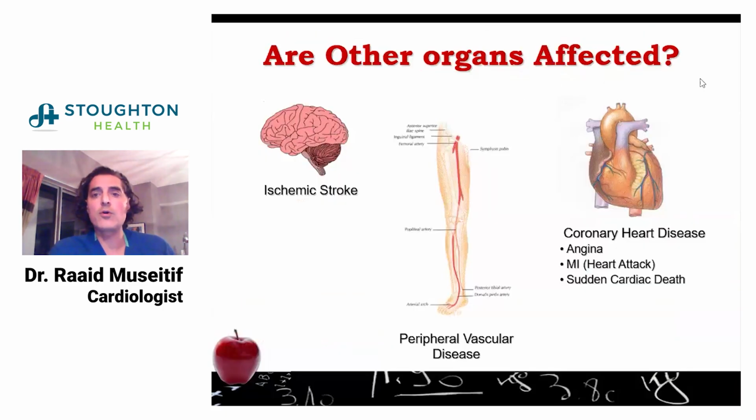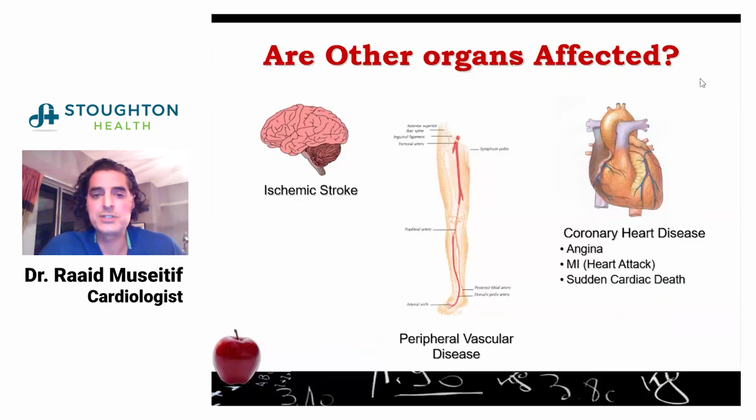Okay, are there any other organs that are affected by this process? And the answer is yes. Just like you have arteries that feed your heart, you have arteries that feed your brain called carotid arteries. And when they get blockages in them, it cuts off the oxygen to the tissue of your brain, and that is a stroke. In your legs, we have blood vessels that take pipes off the aorta, and they go down to each leg. And you could see that in the middle there.